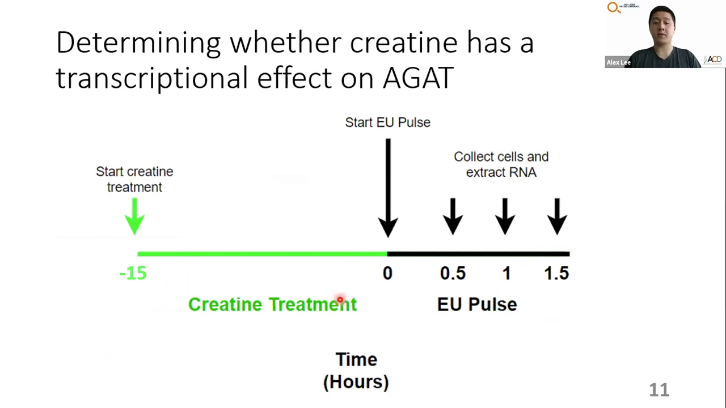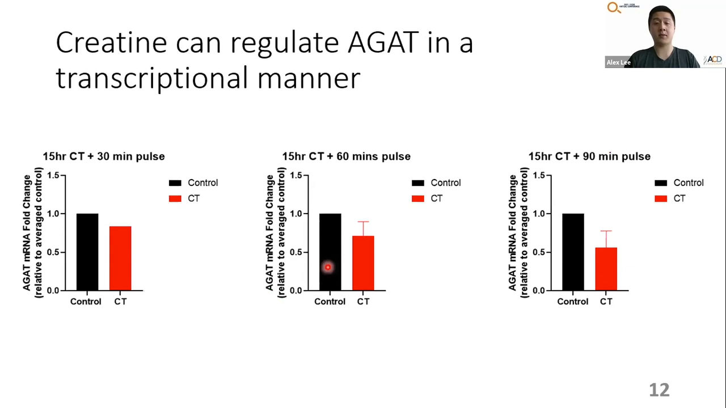To do this, we treat our cells with creatine for 15 hours, and we pulse them with EU for either 30 minutes, 60 minutes, or 90 minutes, collect the cells, extract RNA, and perform all the downstream steps I mentioned previously. So here's the data for that. We're looking at the 30-minute, 60-minute, and 90-minute pulse, and we're looking at AGAT mRNA fold change relative to the control group. A value of more than one would indicate we have more AGAT mRNA in the creatine treatment group relative to the control, whereas a fold change of less than one indicates we have less AGAT mRNA in the creatine treatment group relative to the control.